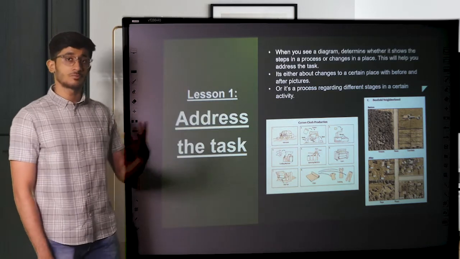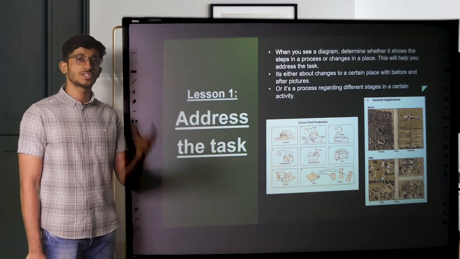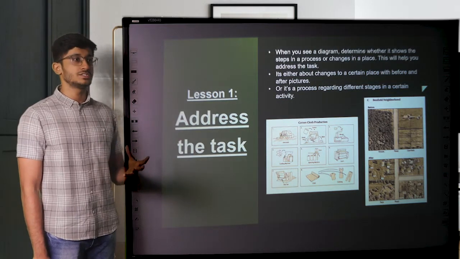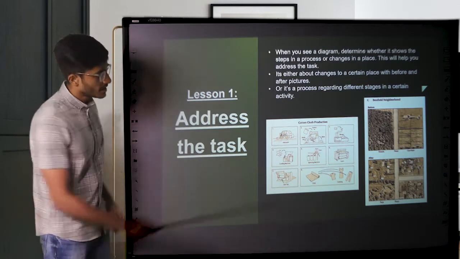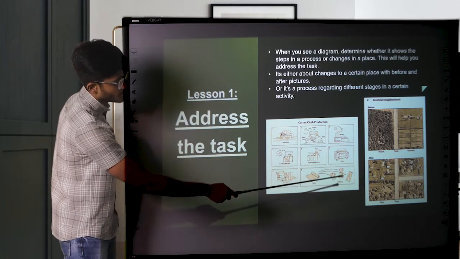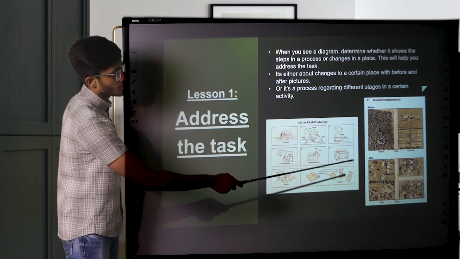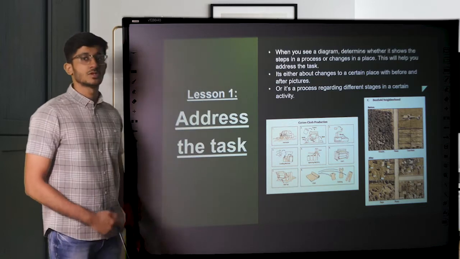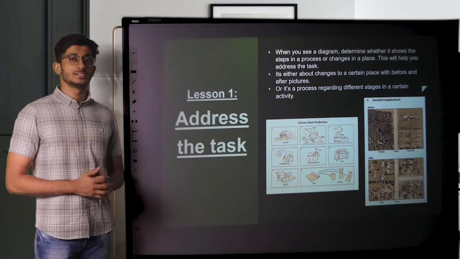Another type of process diagram is where it shows changes in a particular place or region, and it's going to give you 2 snapshots of the past and the present. Here is a similar example. It's a particular neighborhood where the before snapshot is given, and then changes go through, and then you have the after snapshot. So now I'll be talking about the first lesson, which is addressing the task.